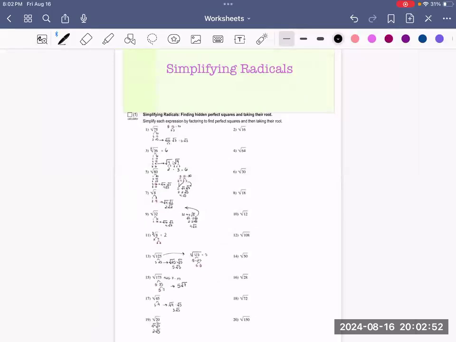So hopefully that was a good little intro to these. If you're taking my class, make sure you know your perfect cubes and fourths to a reasonable degree.